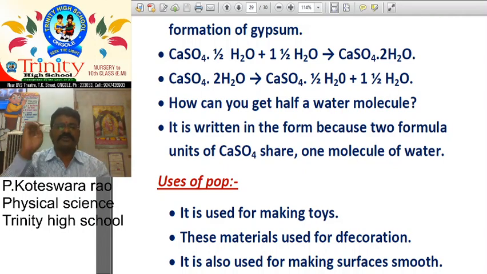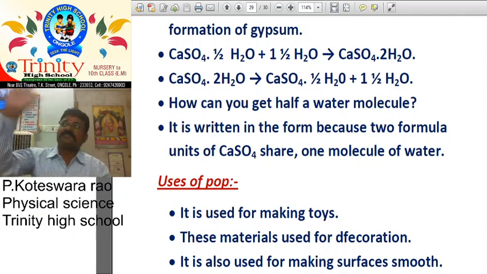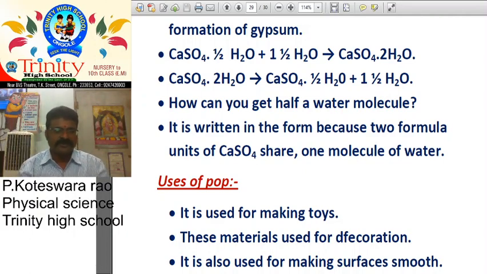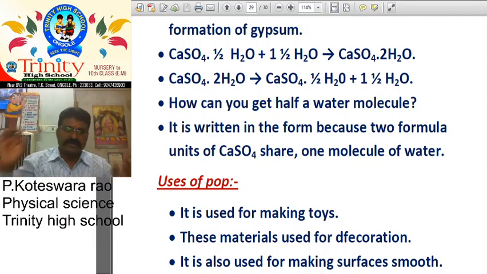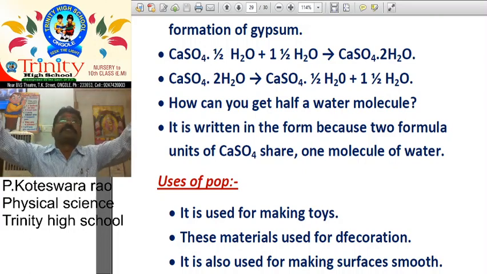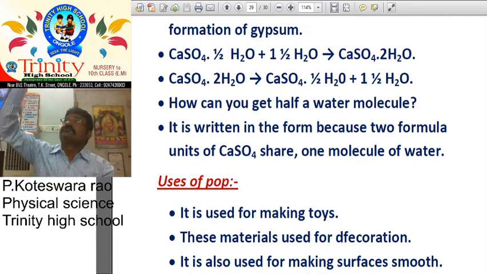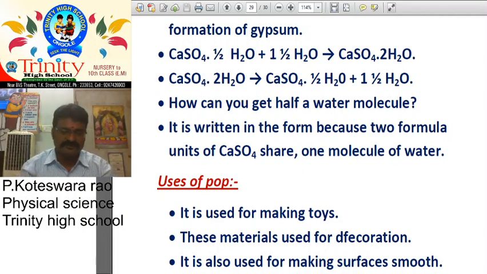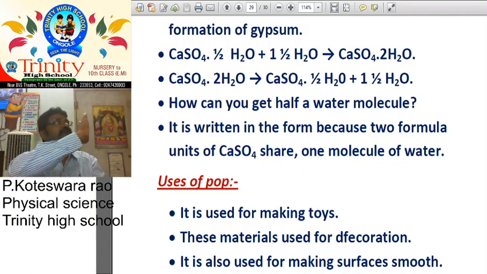So these materials are used for decoration. Very good. Third one, it is also used for making surfaces smooth. In so many buildings we can observe the inside surfaces, where they want to use different shapes. If you observe, the surfaces are too smooth. How? Because of POP. With the help of POP, they can smoothen the surfaces.